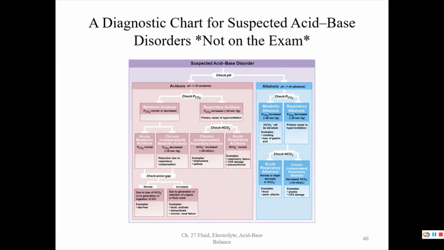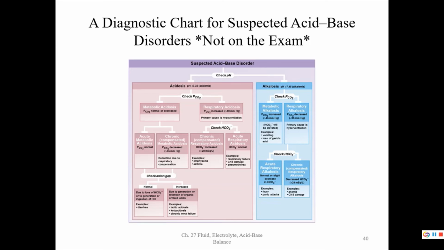This is your normal CO2 levels. We talked about it being about 45 in venous blood and about 40 in arterial blood. And you can look at that. And then you do bicarb.